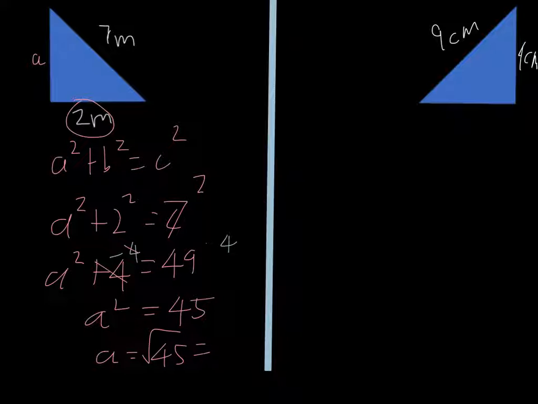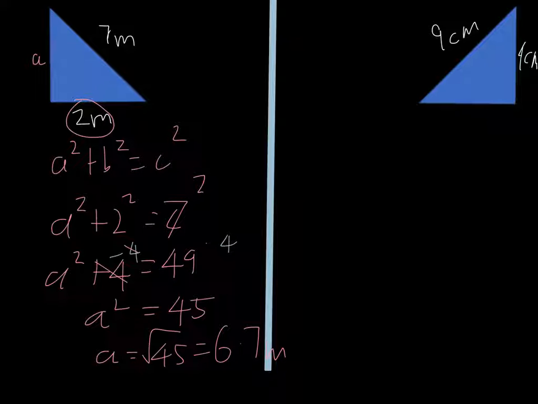And the square root of 45, we know the square root of 49 is 7, so it's going to be a little bit less than that. I'll do that on my calculator now. The square root of 45 is equal to 6.7 meters. There you go. And as you can see, as it should be, the A side here, which we've worked out, is 6.7 meters. We know it should be less than the hypotenuse because the hypotenuse is the longest side.